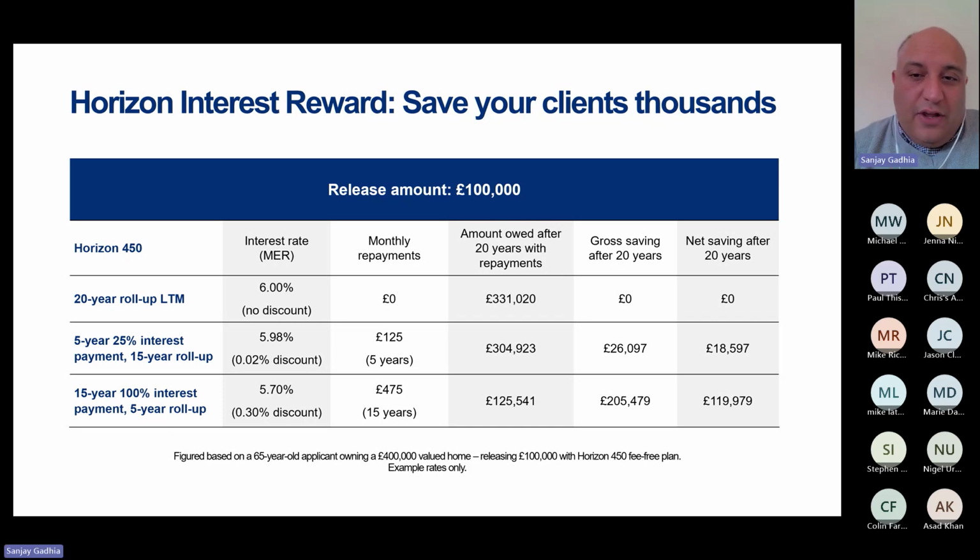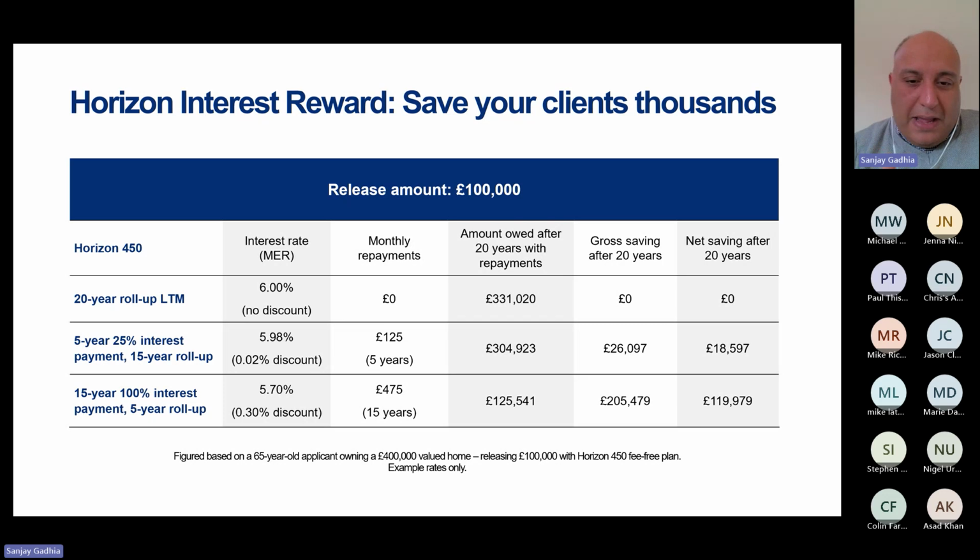The gross saving after that 20-year term, which is 15 years at full roll up on a discounted rate of 5.98, and then they have 75% of the interest accruing during that 5-year term. But the gross saving that your customer will be making over that 20-year term is just over £26,000, and a net saving, taking into account the 25% interest payments for that 5-year term, is still significant at just under £18,600.